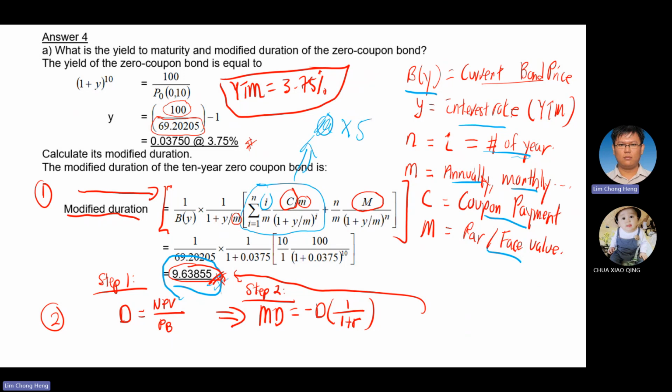You can go and try. Actually, the simpler way is the method I showed you. But method number one is suitable when the bond is a long-term bond, a long-term bond with coupon payment.